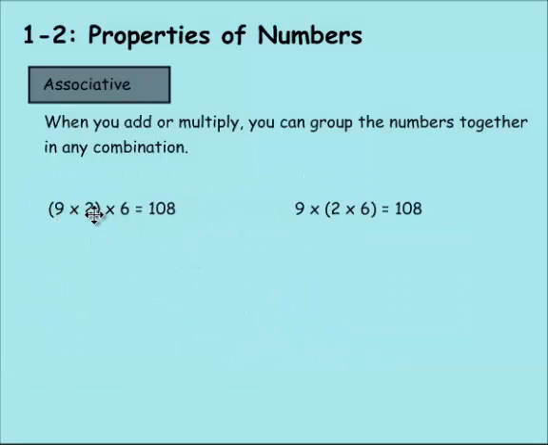Now we have 9 times 2, that's going to be 18. 18 times 6 is 108. Now the 9 is by itself, and the 2 and the 6 are associating, you could say. 2 times 6 is 12. 12 times 9 is 108. So you can associate different numbers together within multiplication or addition and get those same answers.